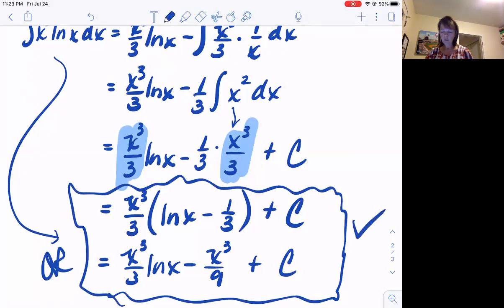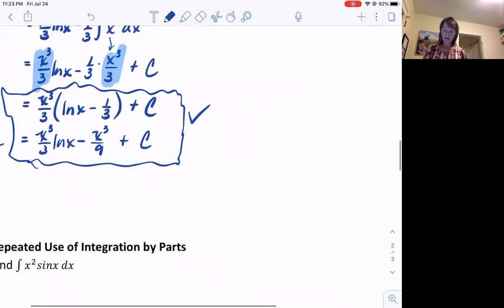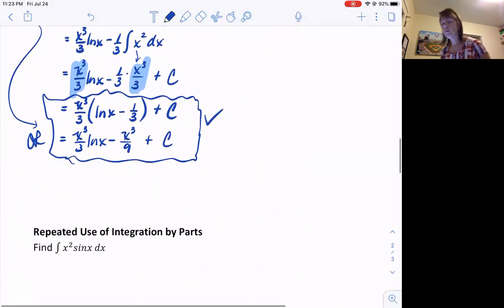Okay, that's 2 integration by parts problems down. And now one more that we have for today is we're going to handle a repeated use of integration by parts to find the integral of x squared sine x, right? So it is x squared sine x.